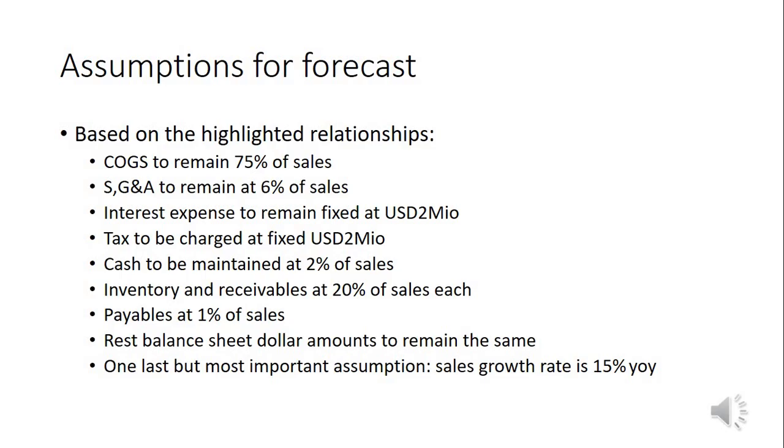The firm is likely to maintain a cash balance of 2% of sales, while maintaining inventory and receivable balances at 20% of sales. Outstanding payables shall remain at 0.5% of sales. The rest of the balance sheet dollar amounts remain the same. Sales growth is forecasted at 15% over the previous year.